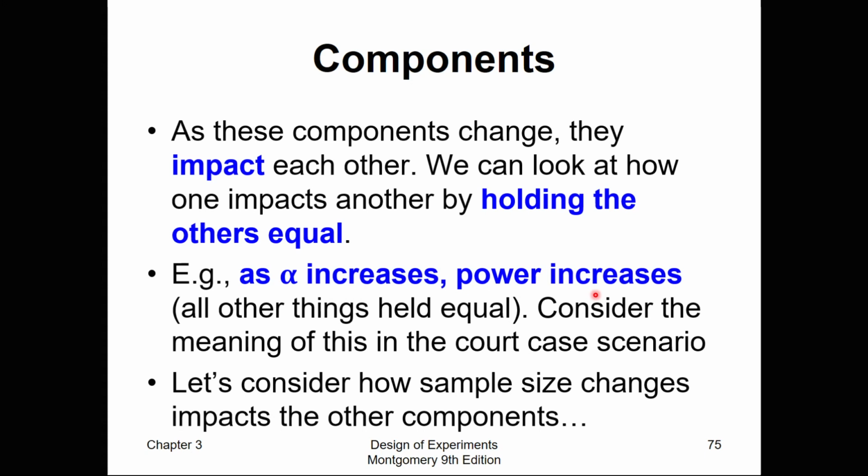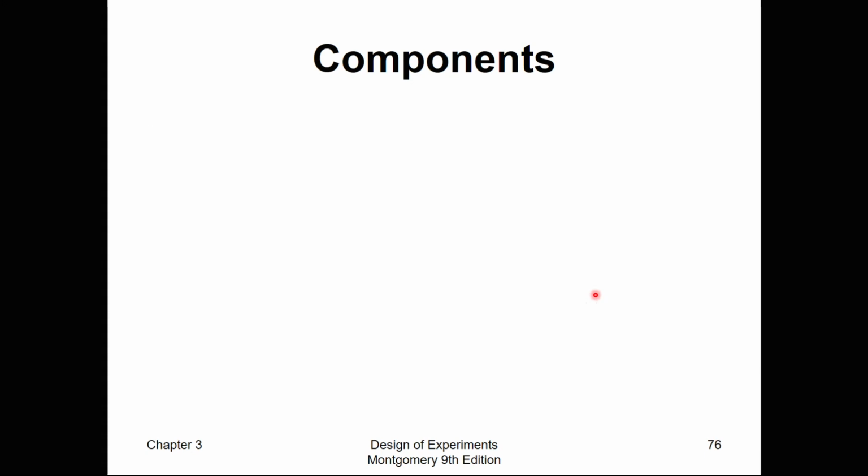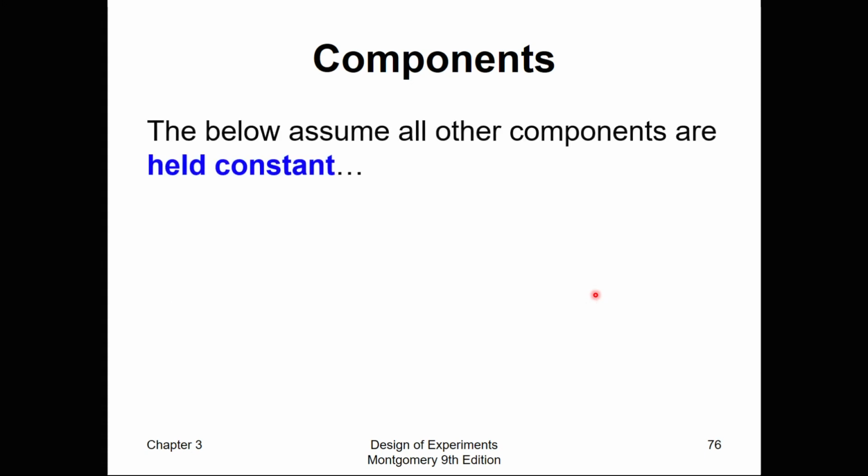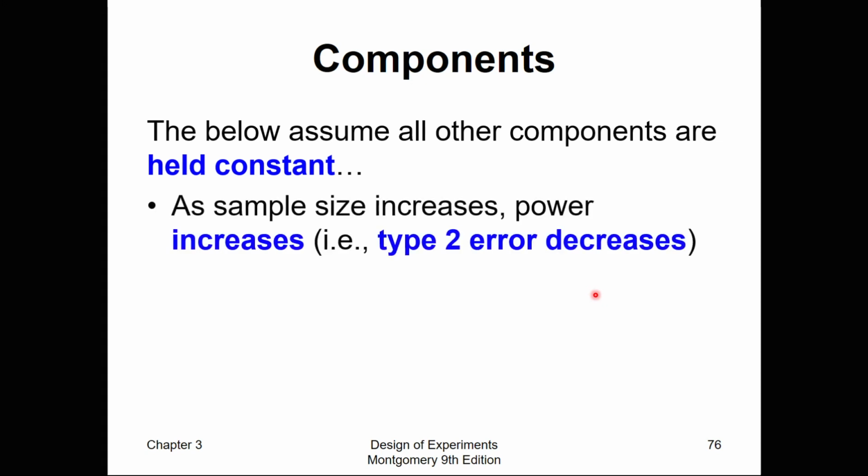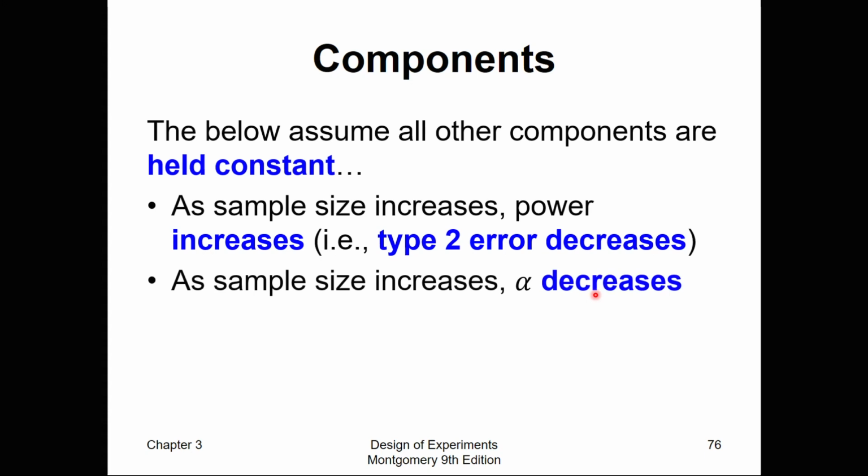Now, again, power analysis is primarily about how things interact with sample size. So let's look at how sample size impacts some of these other components. And again, for all these, you have to assume that all the other components are held constant. So as sample size increases, as we have more data, the power increases. Another way to say that is that the type 2 error decreases. So as we have more data or more evidence, we are more likely to convict guilty people or more likely to find a true effect when it's there.